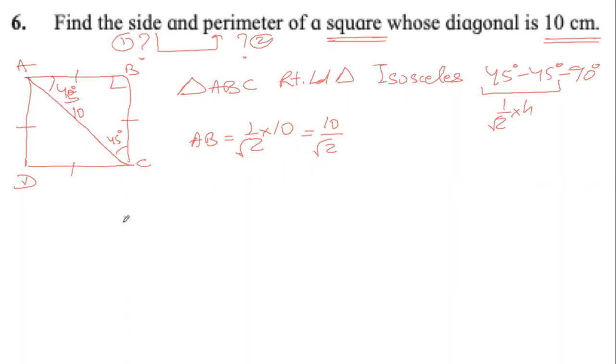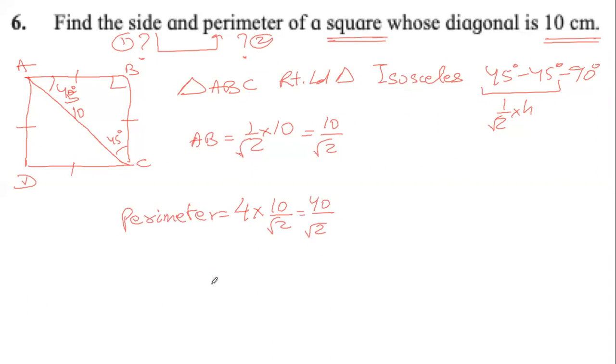So our perimeter will be, because there are 4 equal sides, 10 by root 2 plus 10 by root 2 plus 10 by root 2 plus 10 by root 2, which can also be written as 4 into 10 by root 2. And when you multiply, this comes to 40 by root 2.